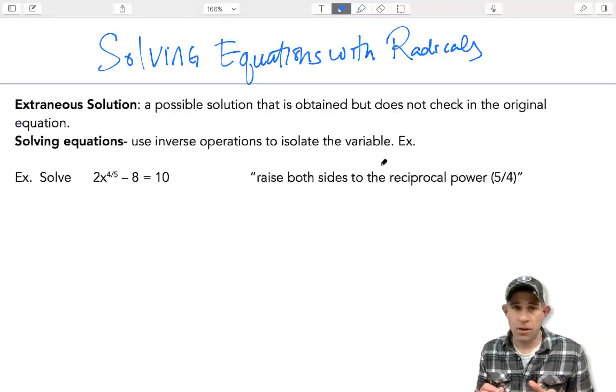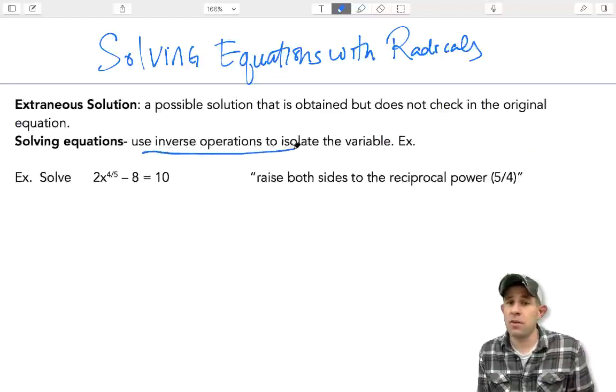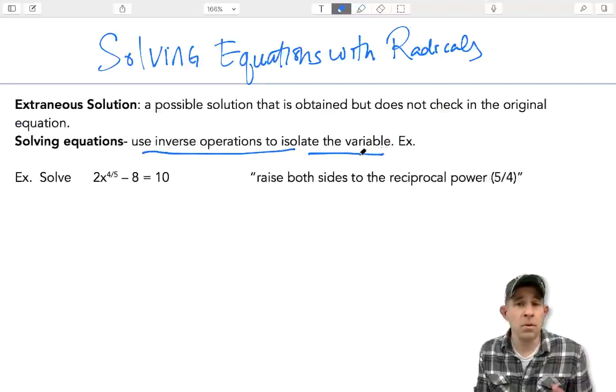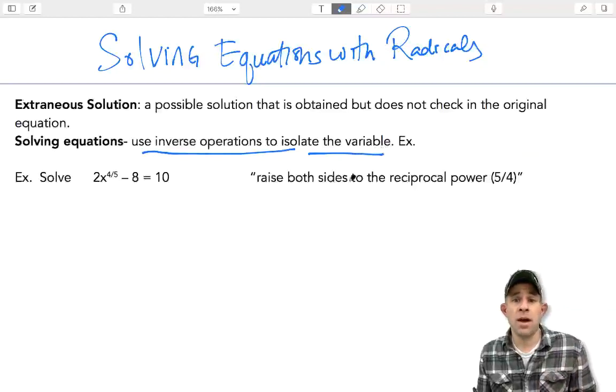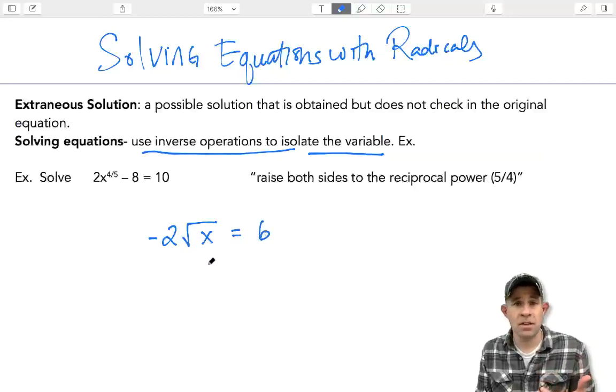Taking a look at solving equations with radicals. Now, when we solve an equation for a radical, we simply are going to use our inverse operations to isolate the variable which will appear underneath the radical. So for example, if I had -2 times the square root of x and set that equal to 6, I'd want to get x by itself in order to know what the solution is.